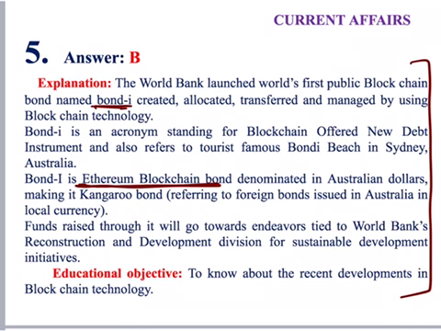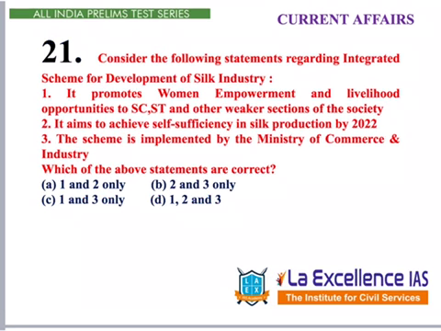Ethereum is one form of cryptocurrency. So Ethereum blockchain bonds are given in the form of Bond I. This is factual information. The next current affairs question is given under question number 21.